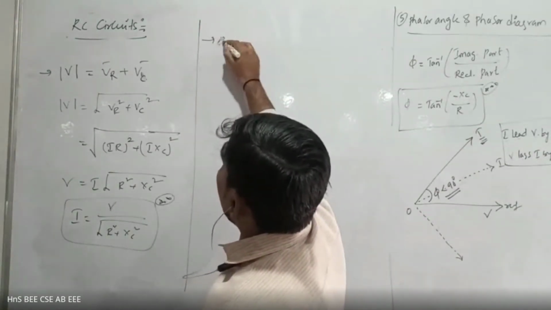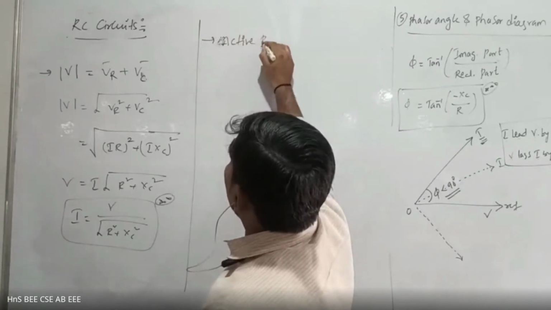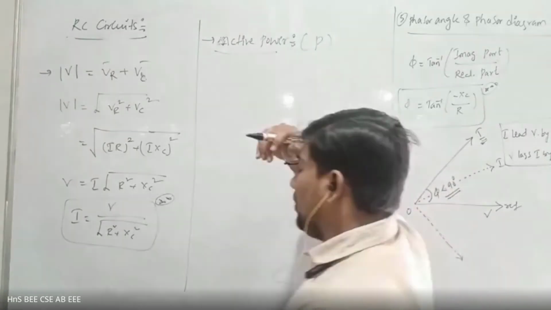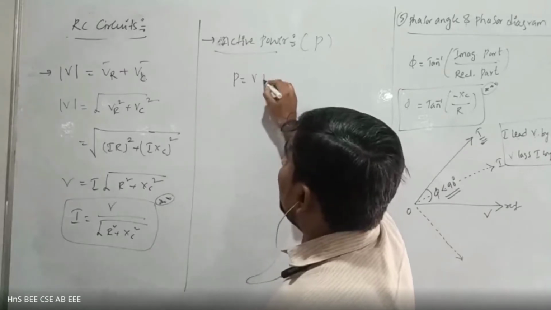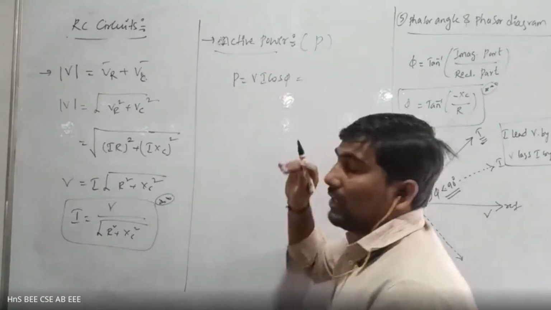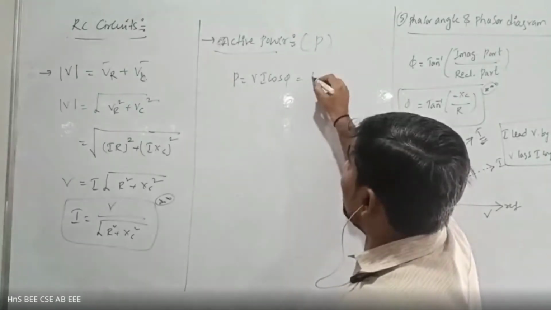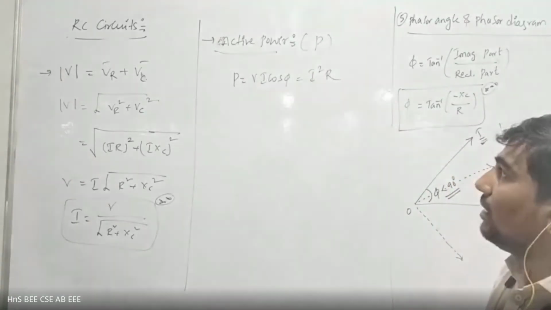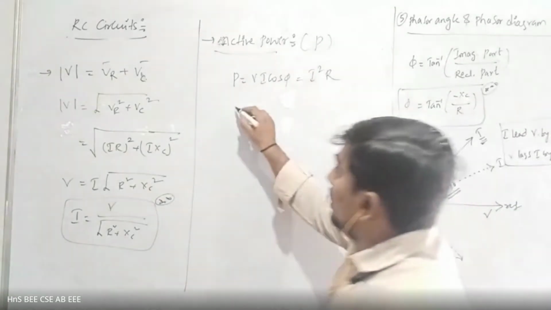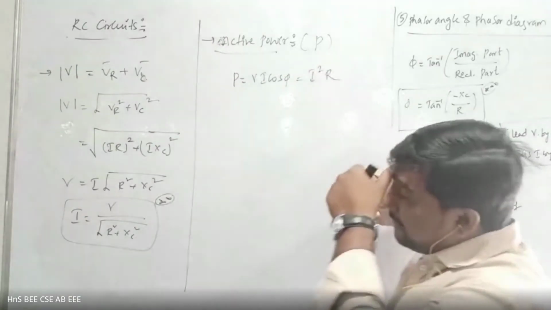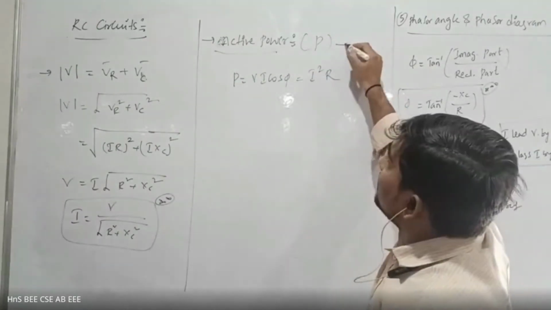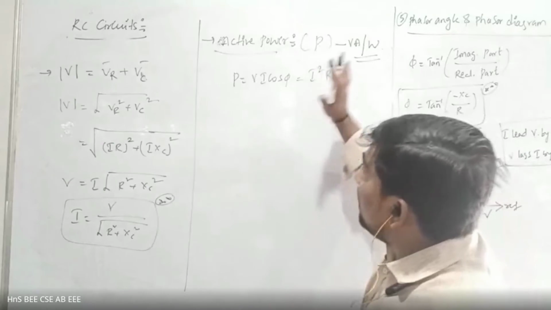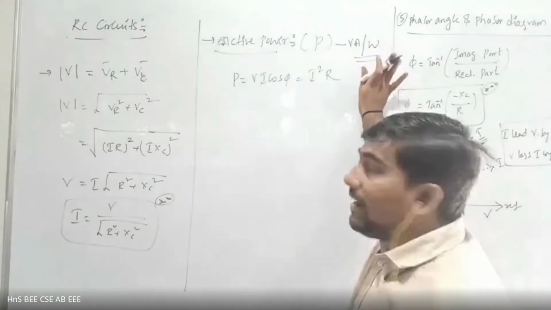Active power is represented with capital P. That P equals V into I into cos pi. Now this can be written as I square into R. Both are the same. Active power equals VI cos pi, which equals I square into R. What are the units of active power? That is volt ampere or watt. Both are the same. The unit of active power is volt ampere or watt.